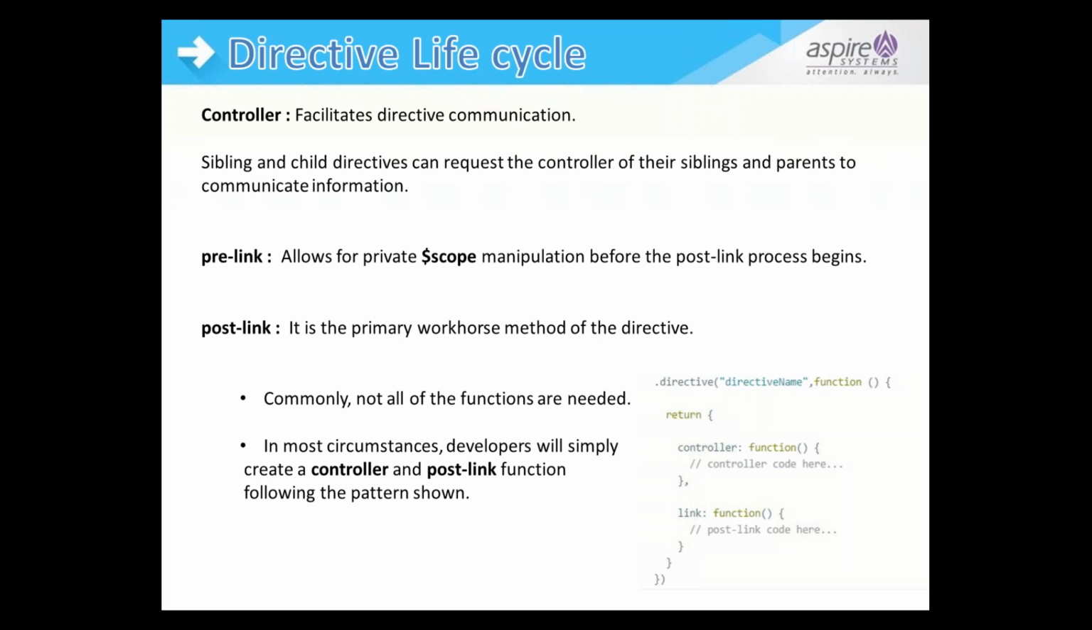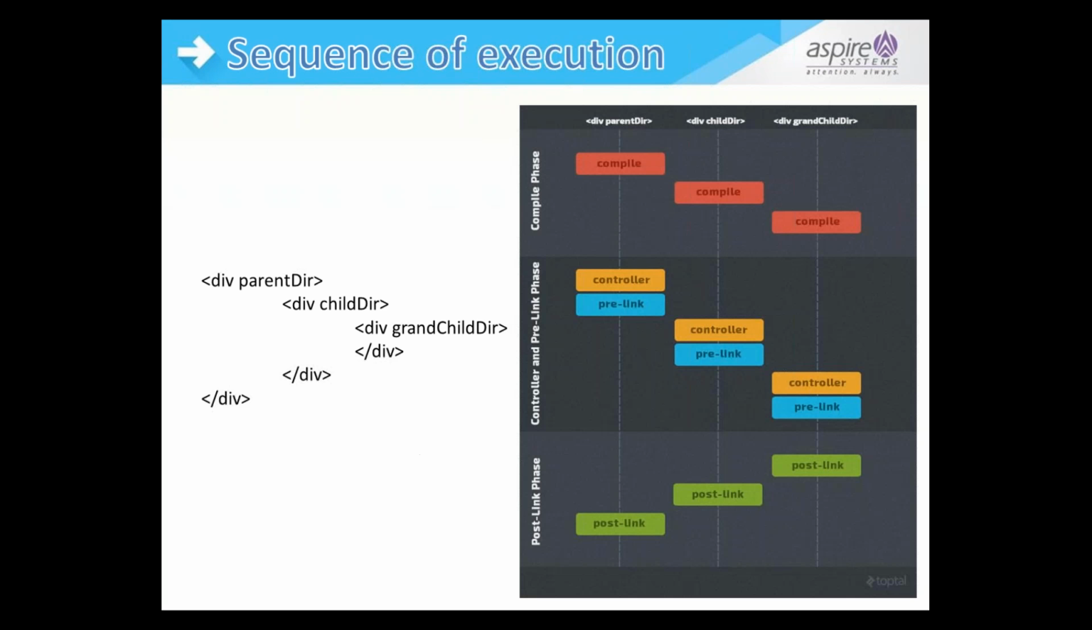So even if you have a simple directive like show my name, where there is only a template, there also this post-link will be executed. So in any directive, controllers and post-link are mandatory; pre-link and compile are not mandatory, based on your requirements. Okay, understood?